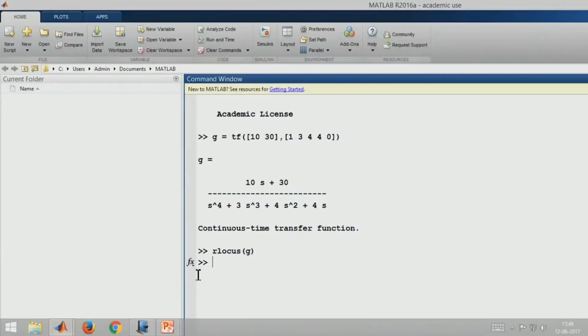I will call G1 my transfer function. In the numerator I will have 1, and the denominator polynomial would be s cube plus 6 s square plus 11 s plus 6.